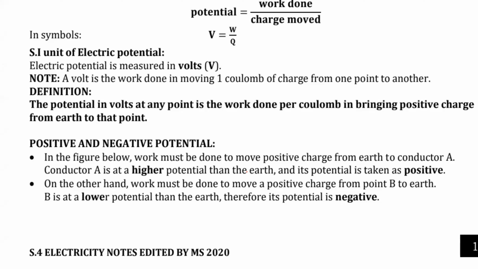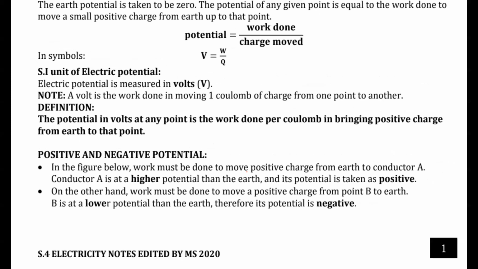And conductor A is at a higher potential than the Earth, and its potential is taken to be positive. On the other hand, work must be done to move a positive charge from B to Earth. B is at a lower potential, and therefore its potential is negative.